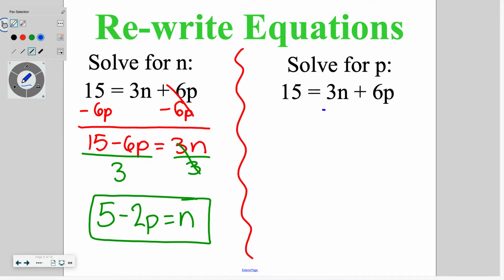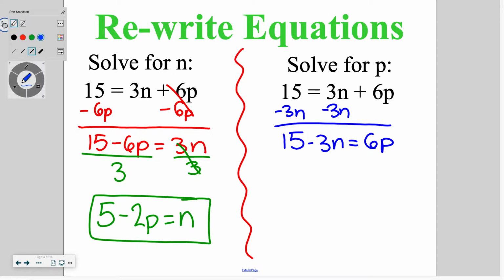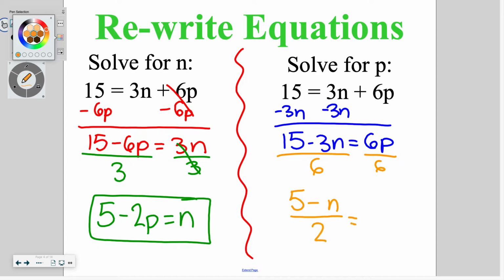On the other side over here, now we're going to try and solve for p. So the first thing we want to get rid of is the 3n. Still going to subtract. We still can't combine that with the 15 because 15 is a number and 3n is a variable quantity. So we're going to have 15 minus 3n. Then I need to get rid of that 6 in front of the p. So I'm going to go ahead and divide both sides by 6. Now, we can't find a numerical answer, but we can reduce these quantities. All of these values can be reduced by 3, so I'm going to end up with 5 minus 1n, or just n, over 2 is equal to p.